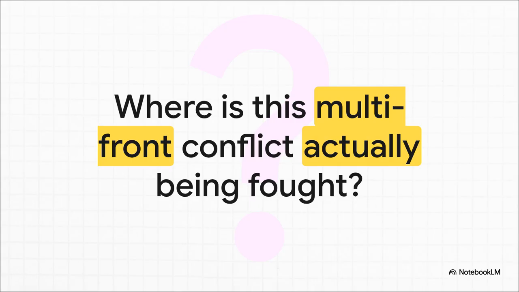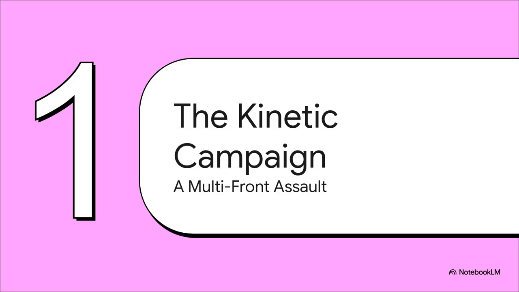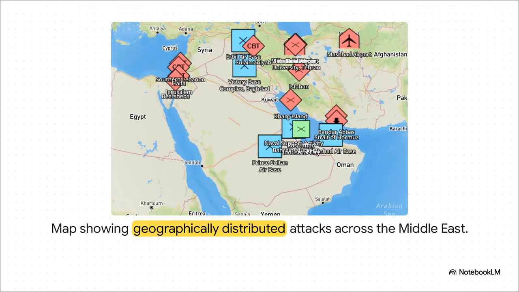So when we talk about a multi-front battlefield, what does that actually mean? You see, this isn't a conflict with one clear front line. It's being fought across three key domains: on land and in the air, at sea, and of course, in cyberspace. So let's start with the most visible part of this conflict, the kinetic campaign. Now, that's the term for direct military action, the physical use of things like missiles and drones.